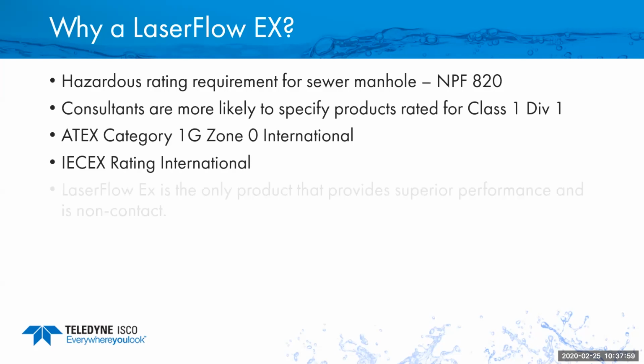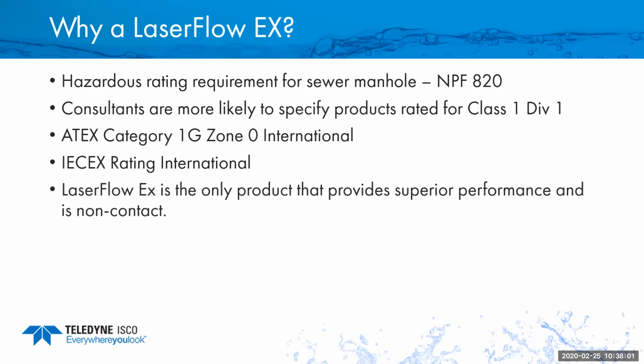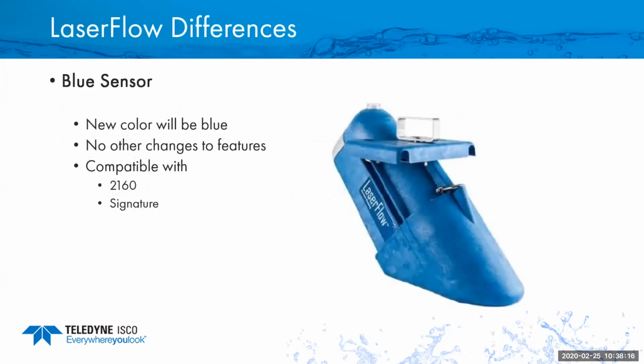IECEx rating, international. And really the laser is the only one that provides this rating with the kind of performance and accuracy of the laser. So we are Class 1 Division 1. There are Class 1 Division 2 units out there, but that doesn't technically meet the rating. Okay, so let's talk a little bit about some of the differences.